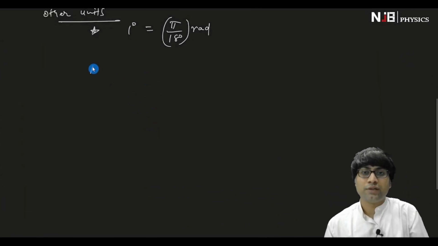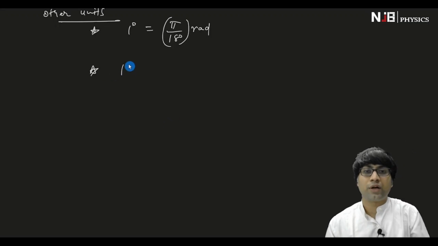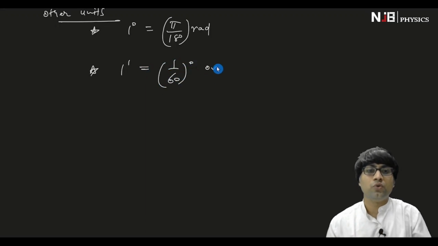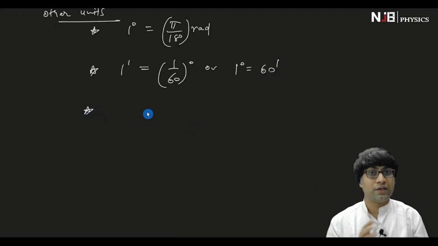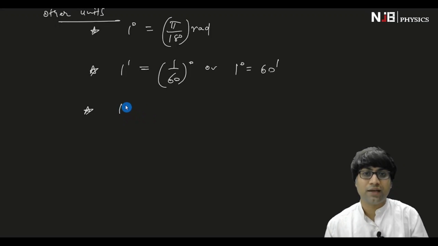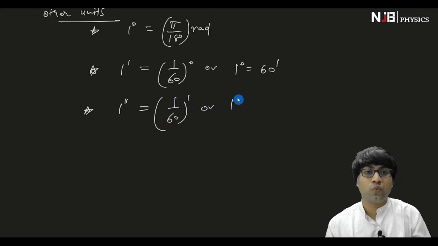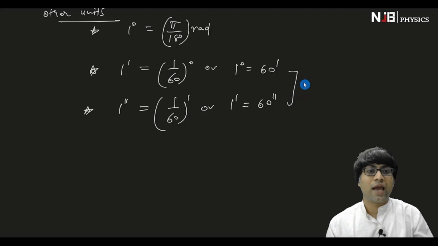And we have further more units, that is 1 minute. 1 minute is denoted by 1 prime like this. This is equal to 1 by 60 degrees, or simply 1 degree is equal to 60 minutes. And we have another unit within the same degree system. It is 1 second, which is 1 double prime, that is equal to 1 by 60 minutes, or simply we can memorize it in this manner, that 1 minute is equal to 60 seconds. And from these two, we can also memorize that 1 degree is equal to 3600 seconds.